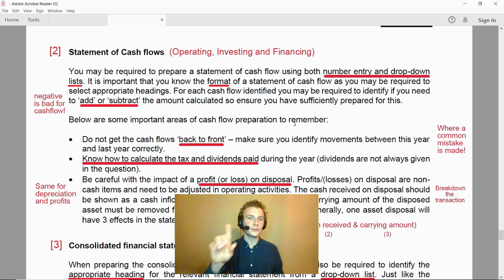Please make sure you've got down in your notes on here: operating, investing, financing. Then mention the headings up above. You could be tested on it. Those are the 3 key headings from a cash flow statement. But what could be asked for?